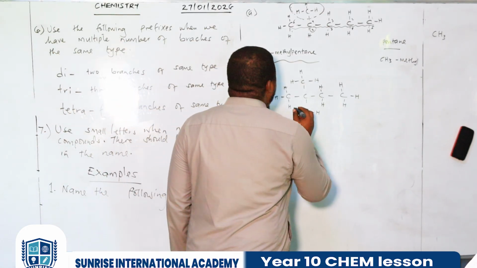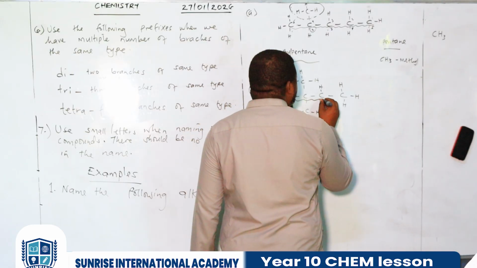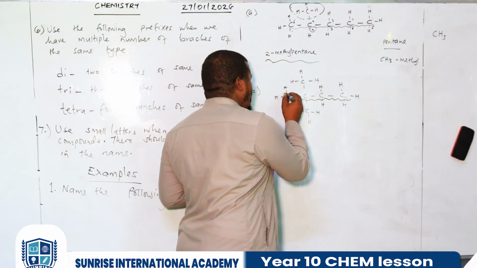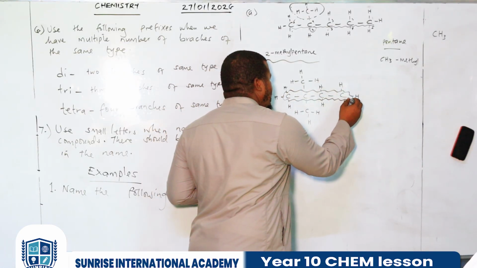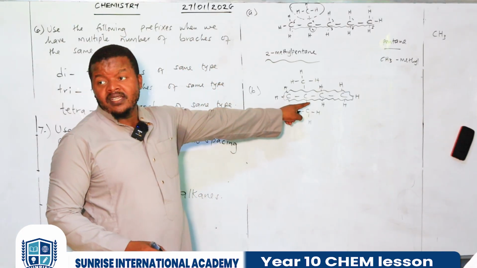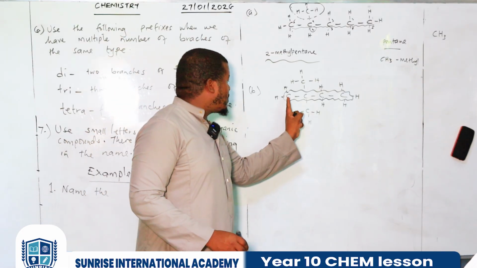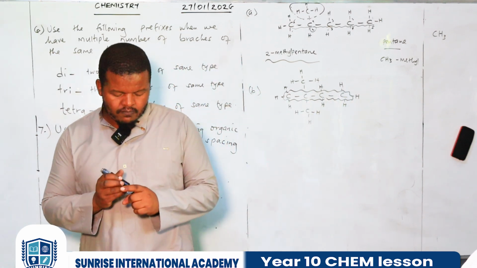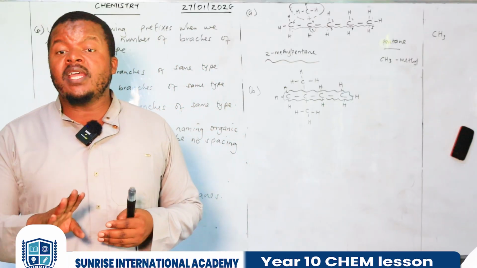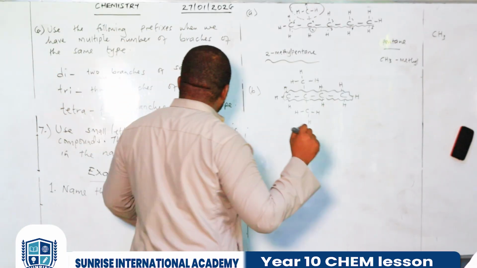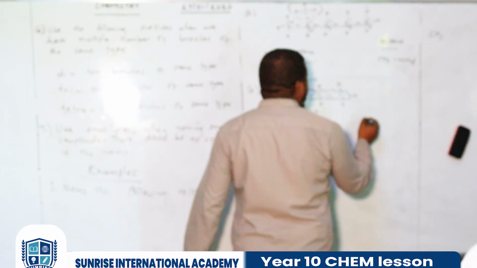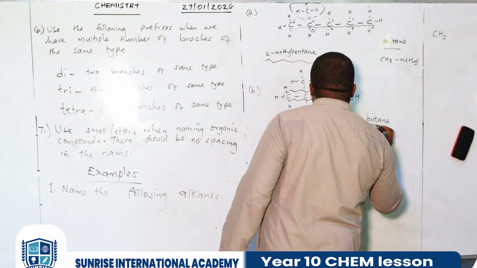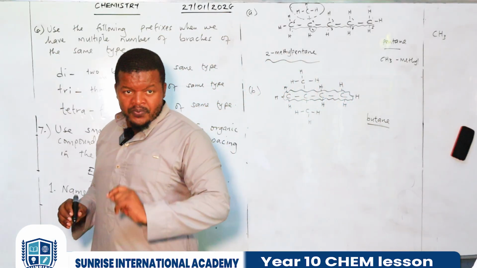So it means I can choose to go with a straight chain. This is my parent alkane, which has 1, 2, 3, 4 carbon atoms. Now, what is the name of the alkane with 4 carbon atoms? From our previous session, we know that that is butane. So the parent name is butane. Let's put our parent name there.